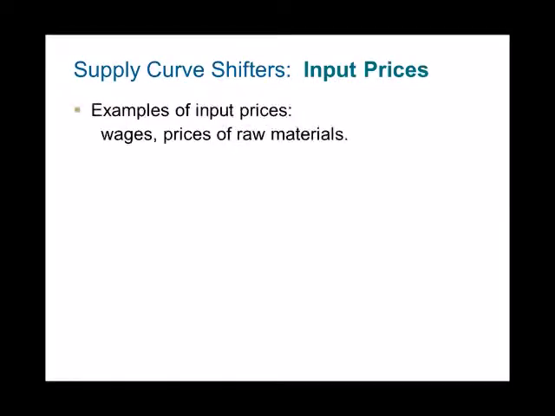Input prices are things that the sellers have to purchase. Inputs are the things that the seller has to purchase to produce the output. So in the case of making lattes, a seller has to purchase coffee beans, milk, let's say even water, and not only that, has to pay wages to the workers and rent on the place where their coffee shop is located. All those things are input prices.